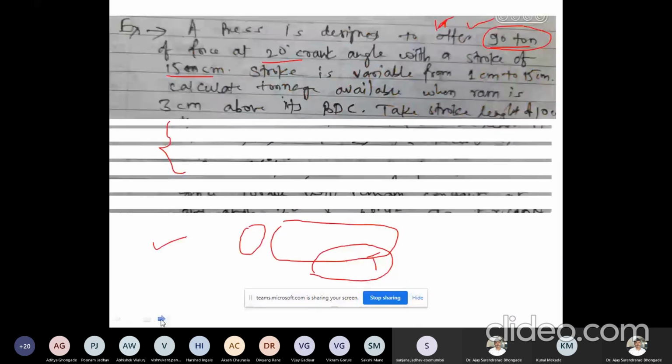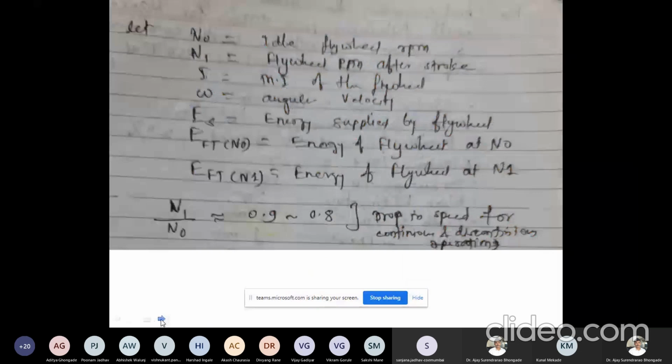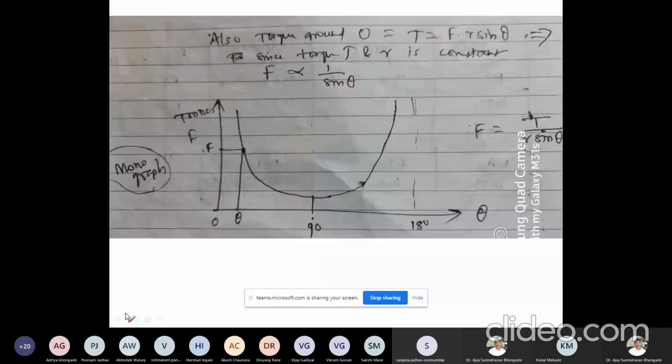So this is one type of the numerical. Let us go for another, the energy requirement. We had talked about the forces right now. With this relation, we can work out the force requirement, and we can see that the force varies for the various positions, but torque will always remain constant.